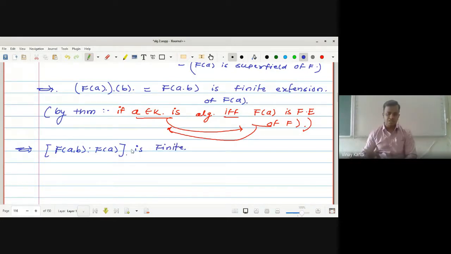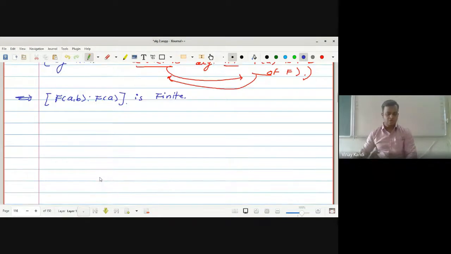So this implies also F(a) over F is finite. Similarly for the element a, since a is algebraic over capital F.